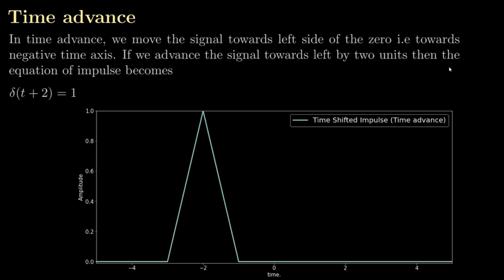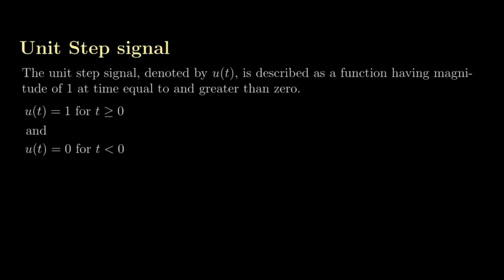The point where the signal jumps from 0 to 1 is called the step point, which is why it is called a unit step signal. If we plot this signal, we can see that when time reaches close to 0, its value becomes 1, and for any value of time greater than 0, it stays constant at 1. As time becomes less than 0, its value remains 0. In simple terms, the unit step signal is 0 before t equals 0 and 1 after t equals 0.